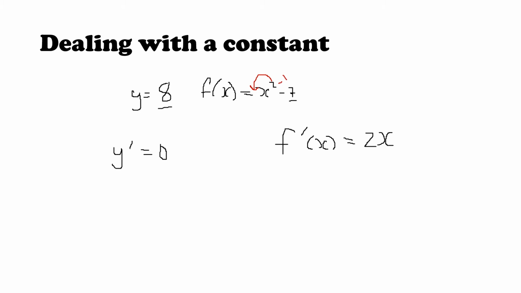And we just established that whenever we differentiate a constant, we get 0. So that here is supposed to be 0. So f prime of x is really and truly 2x. No need to put minus 0.